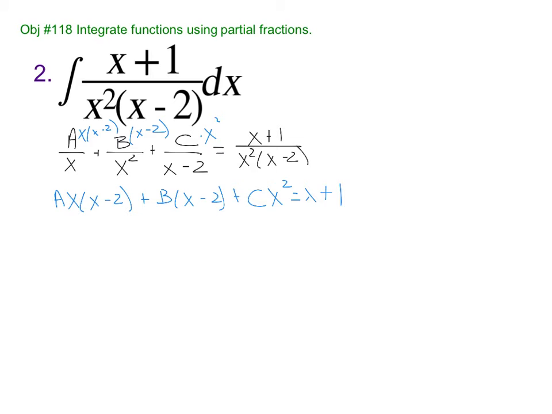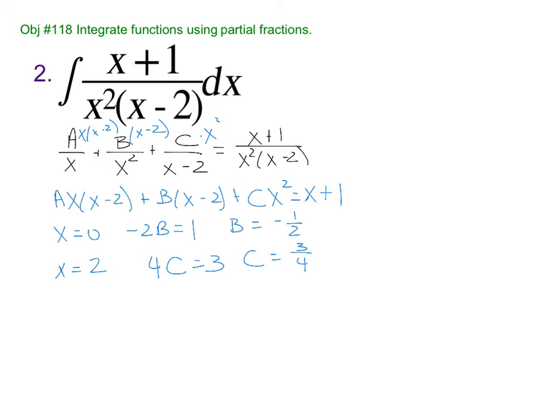Now be careful here because we have to plug in on both sides. I'm going to start with x equals 0. That means my A disappears and my C disappears. So negative 2B equals 1. So B is negative 1/2. Then I'm going to let x equal 2. So this time A and B go away. 4C equals 3. So C is 3 over 4.